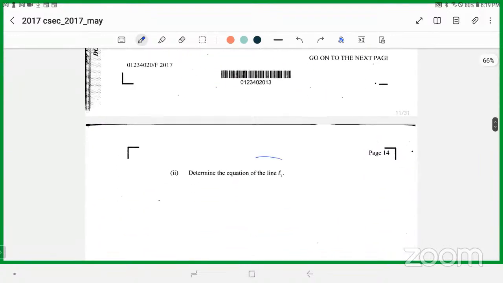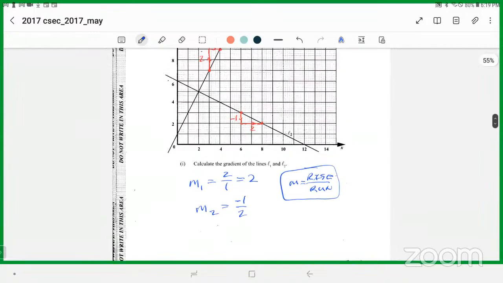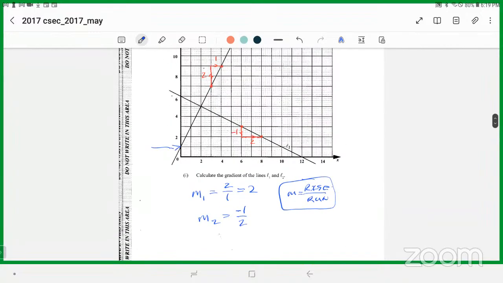Determine the equation of line 1. So line 1, gradient is what? 2, we said. And for line 1, the y-axis intercept right here is 1. So I'm going to even put it on this diagram so CSEC can see where I get my 1 from. I'm going to leave it on the diagram and say C equals 1, or say C1 equals 1. C on line 1 is 1. So I'm going to write that here.